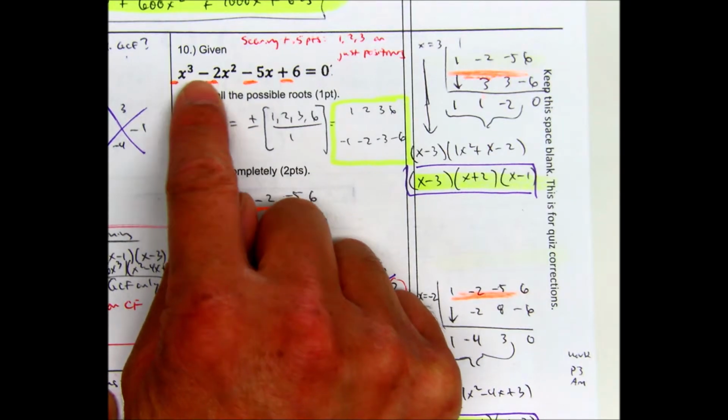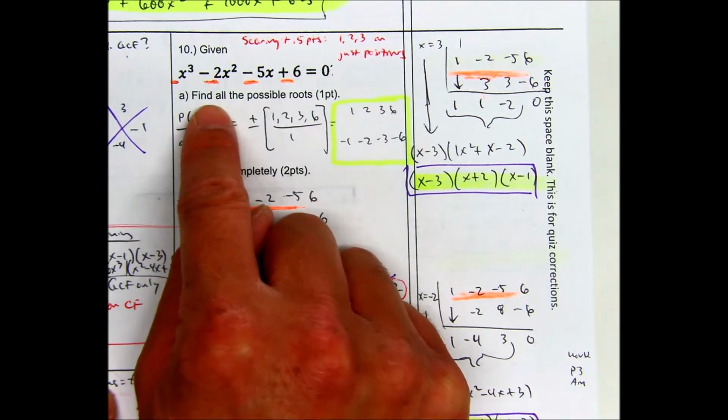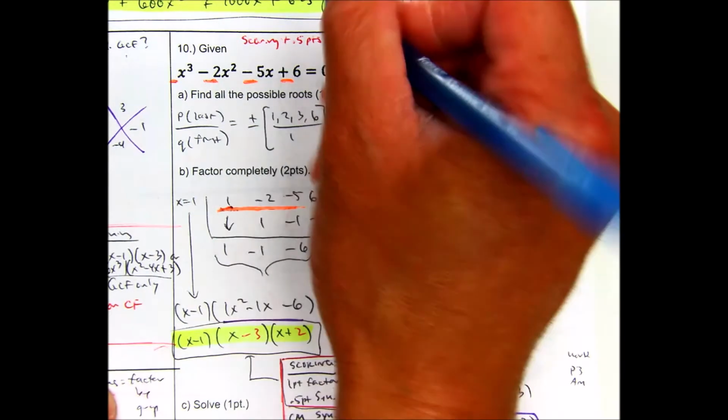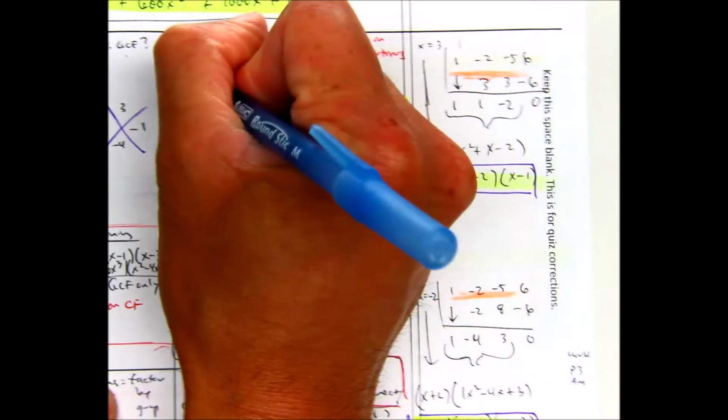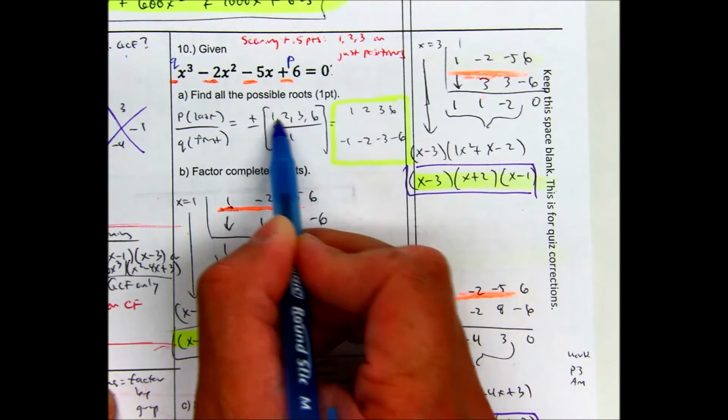Given x cubed minus 2x squared minus 5x plus 6 equals 0, find all the possible roots. When you see the words all possible roots, you should be thinking of 2 letters. They are? P and Q. This is my P value. This is my Q value. So all the factors of 6 are 1, 2, 3, and 6.